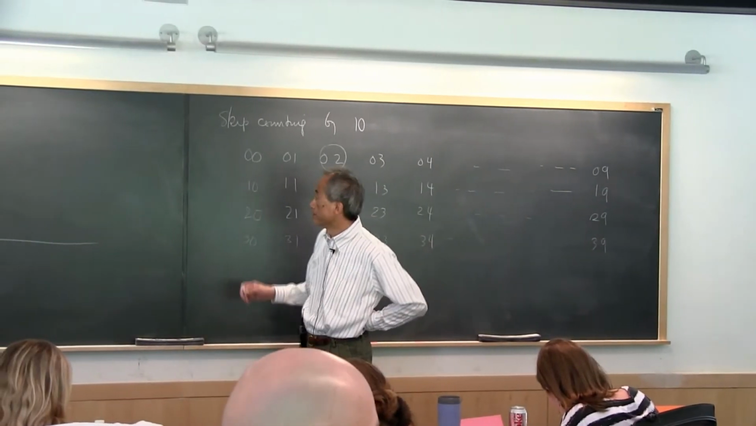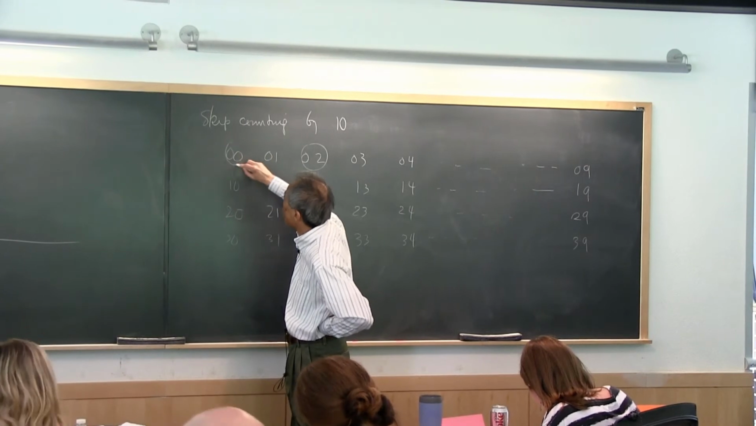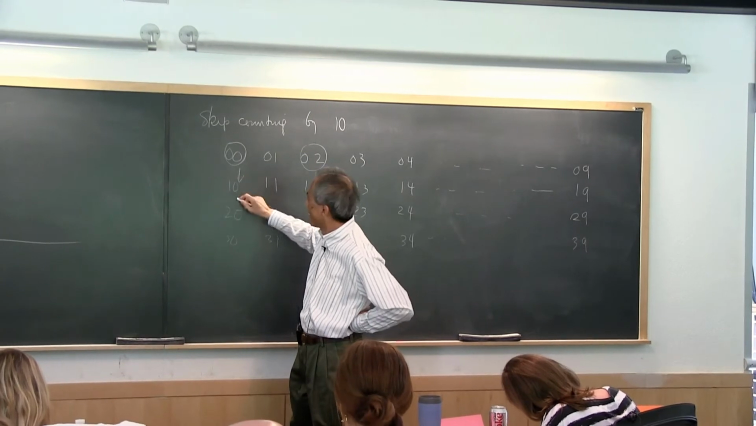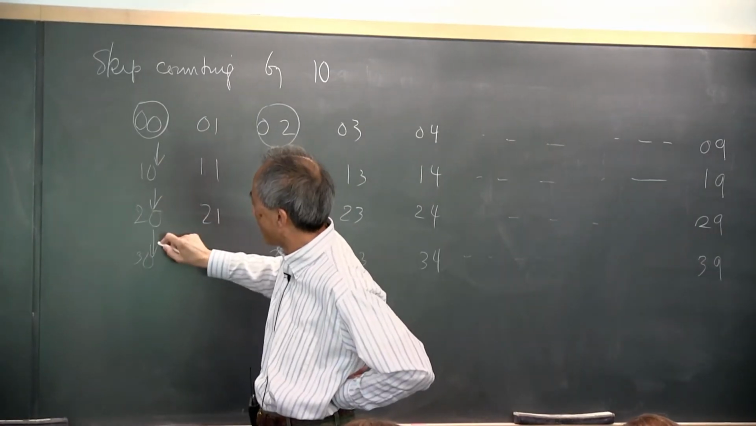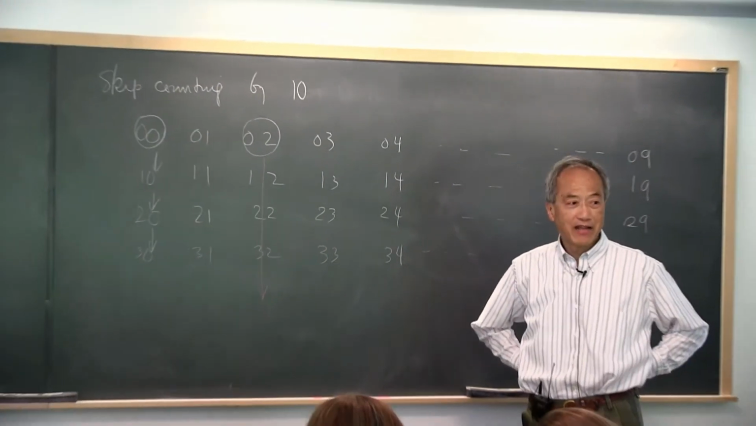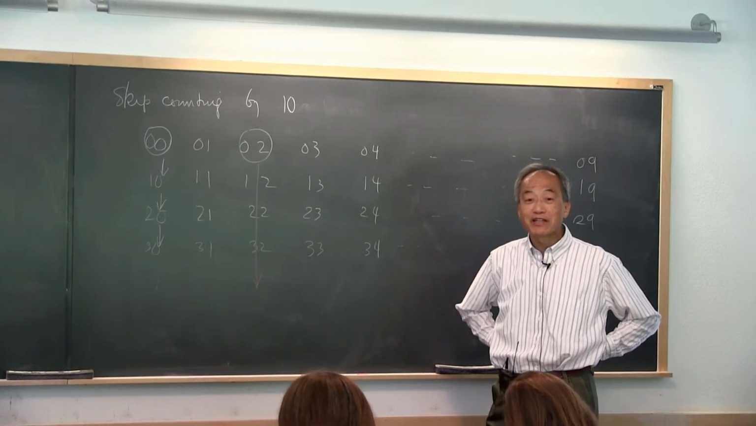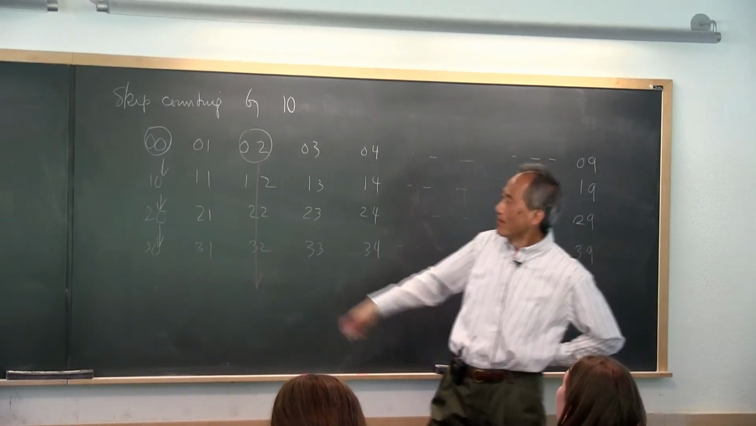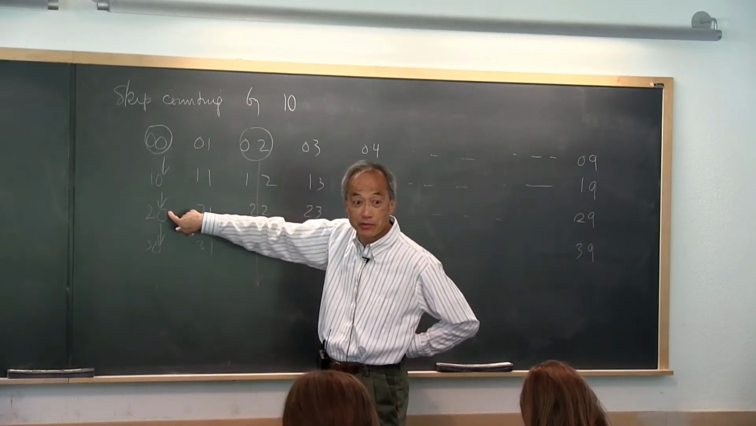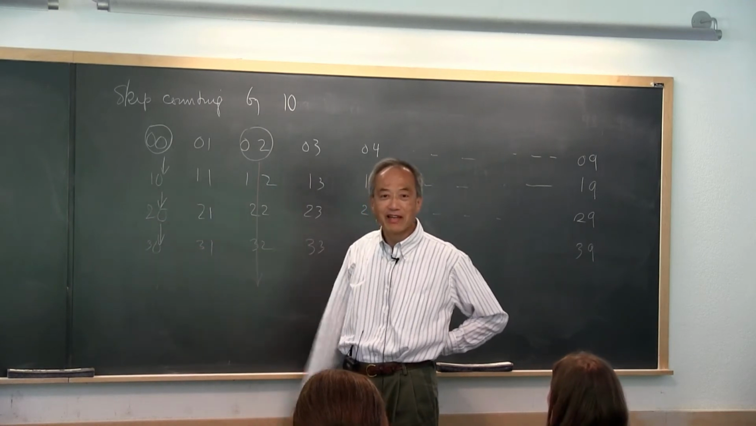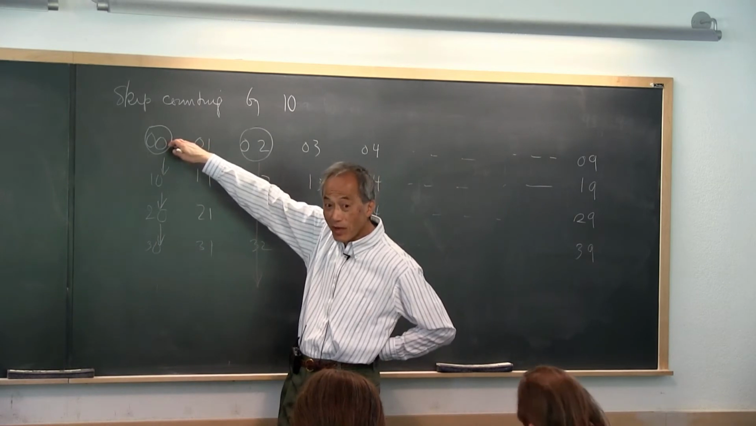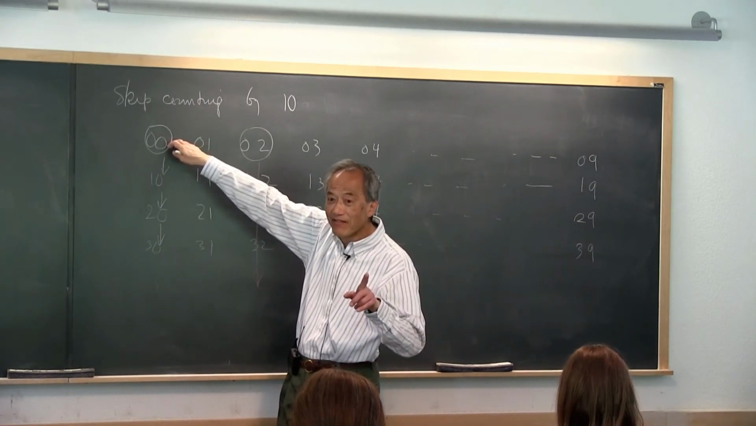Okay. Skip count by 10, starting with 0. The next step is 10. Next step is 20, 30. Now, the interesting question is, if I skip count by 10, the fifth step gets to where? 50. 50, right? First step is 10, second step 20. Ninth step is what? Skip counting by 10, starting with 0, ninth step is what? 90. And the 10th step? 100.